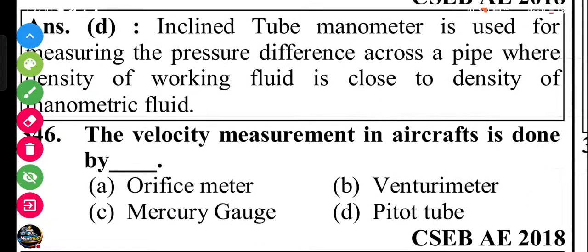Next question: the velocity measurement in aircraft is done by which instrument: orifice meter, venturimeter, mercury gauge, or pitot tube? This is the pitot tube. Which property of the fluid is measured by the venturimeter? Comment the answer in the chat box.